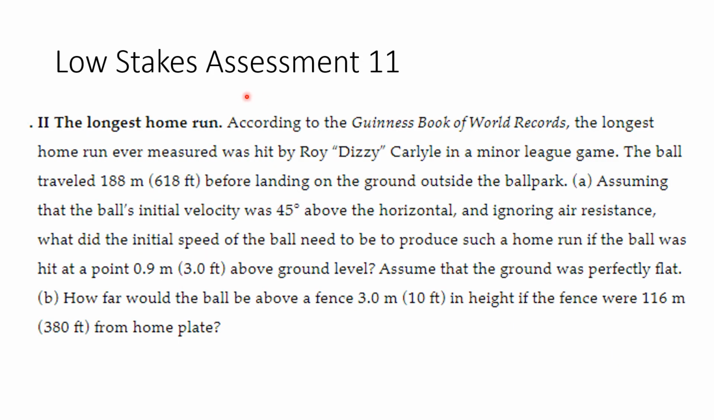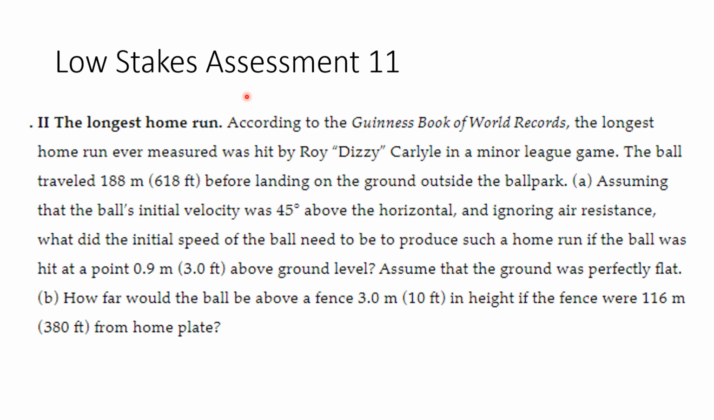And here is our low-stakes assessment number 11. And we'll talk about this just a little bit on Thursday and probably establish a due date. I'm guessing it'll be due a week from Thursday. So it's about the longest home run. According to the Guinness Book of World Records, the longest home run ever measured was hit by Roy Dizzy Carlisle in a minor league game. The ball traveled 188 meters, which is the same thing as 318 feet, before landing on the ground outside the ballpark.